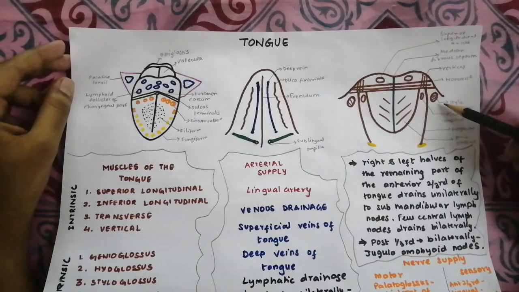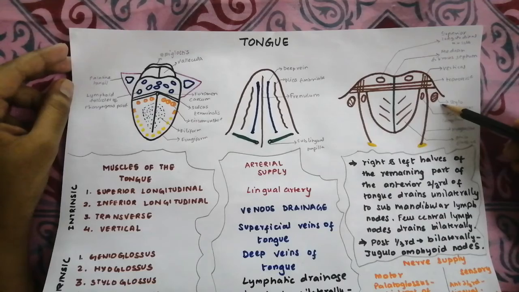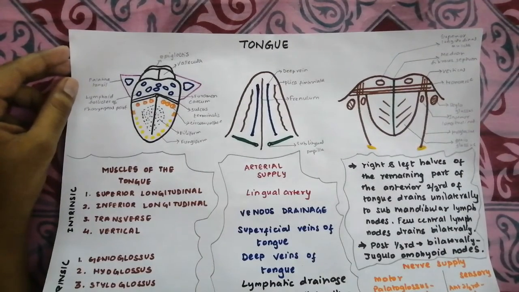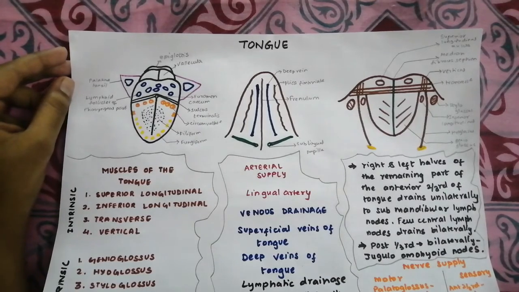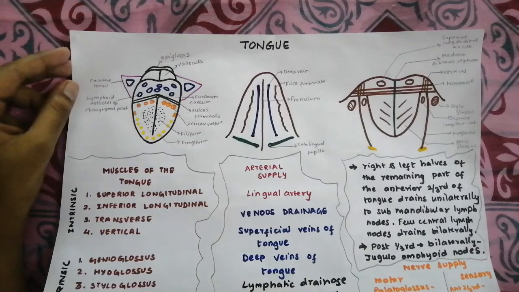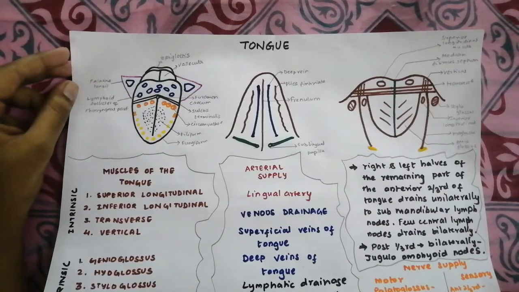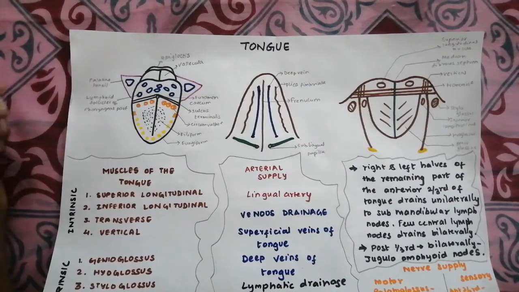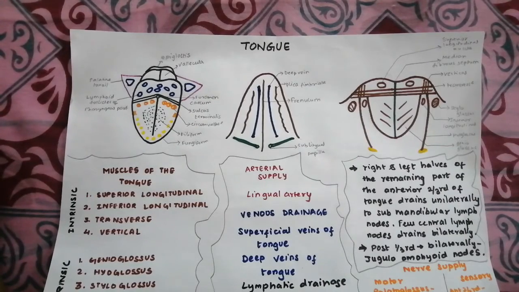Then we have to discuss palatoglossus muscle. Palatoglossus muscle has its origin from the oral part of the palatine aponeurosis and gets inserted into the side of the tongue. The function of palatoglossus muscle is it pulls the root of the tongue up. This is a function of palatoglossus muscle.